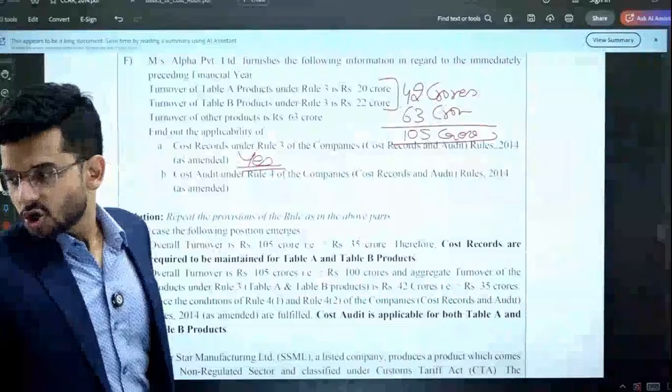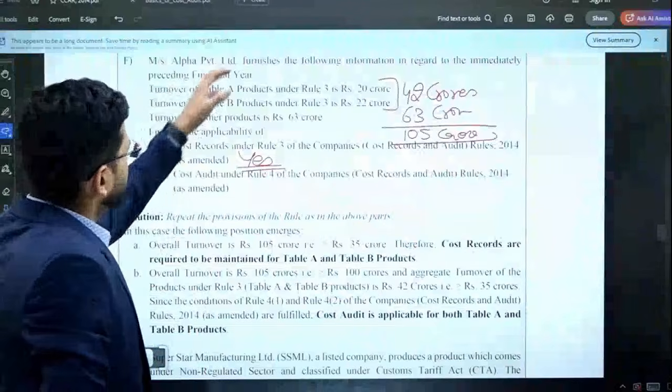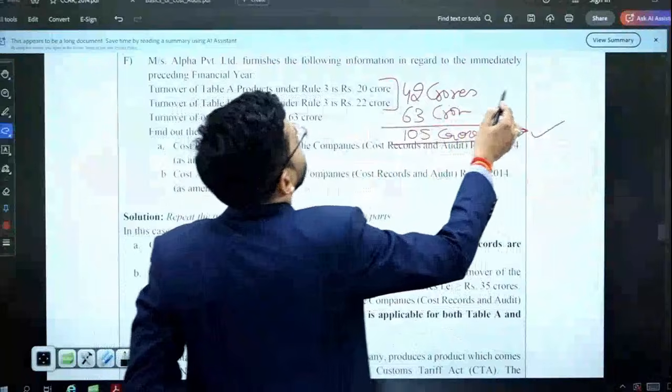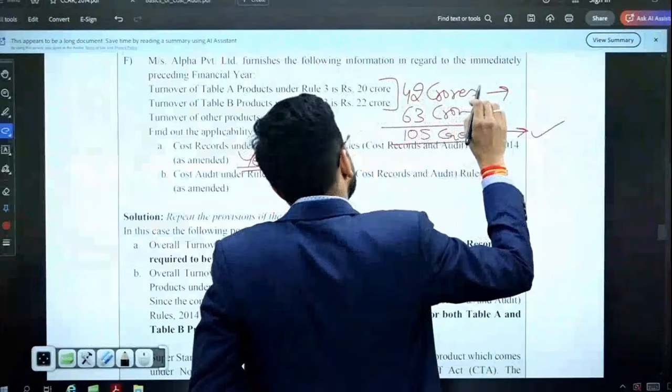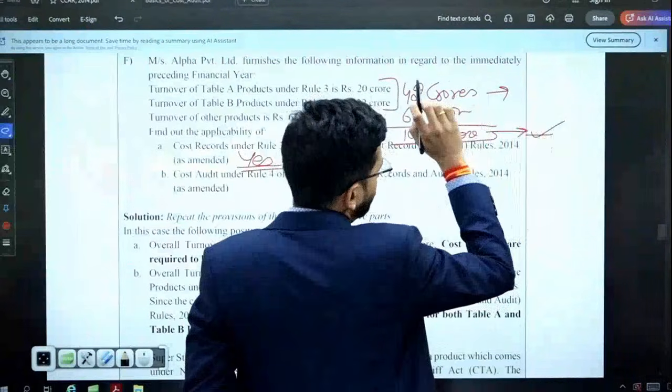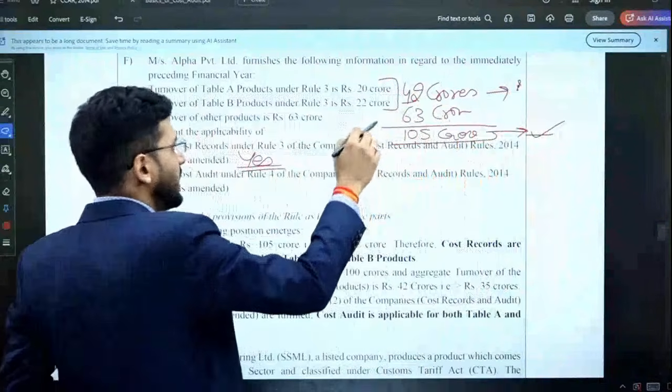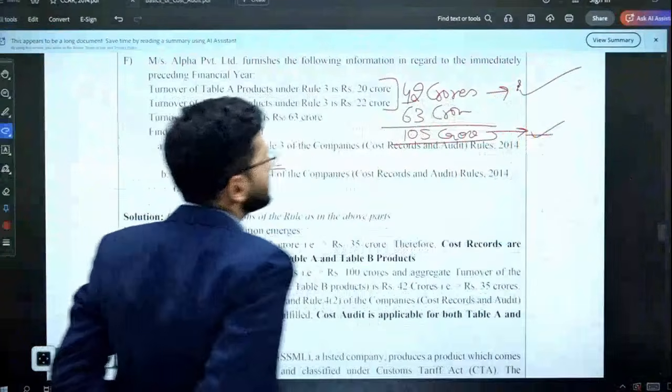Okay. Cost audit, table A. Total turnover 51 crore or more, met. Table A and B taken together: overall turnover 105 crore, and table A and B together 25 crore or more, it is met. So for table A, audit is required to be done.